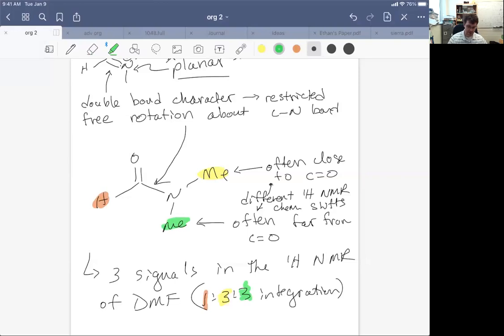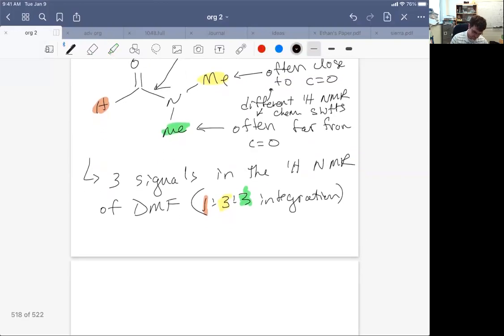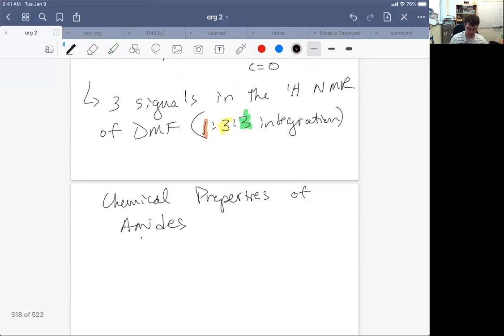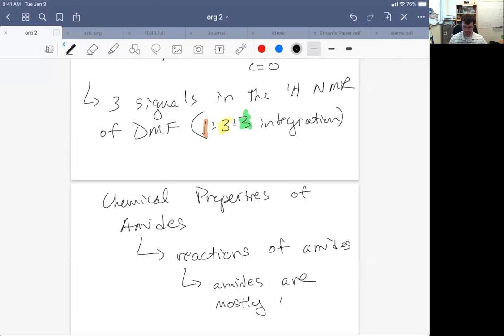Let's get into the chemical properties of amides. The chemical properties of amides is just another way of saying the reactions of amides. All right, exciting stuff, right? Well, let's remind ourselves that amides are mostly unreactive. Bummer, right? So we're not going to see too many interesting things happen here, but we can do a few things.